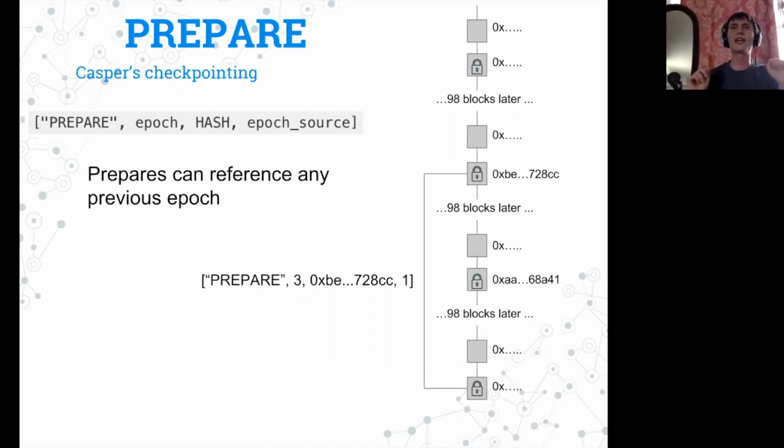Now they can all say, I'm going to prepare on this one. Prepare basically means I think that this block is going to be the next thing that we should finalize, and the previous block is going to be epoch X-2 or something. What that does is say to everyone else, and they'll start converging on the prepares. Then eventually, if there are 2/3 prepares, they'll start committing on the prepares.